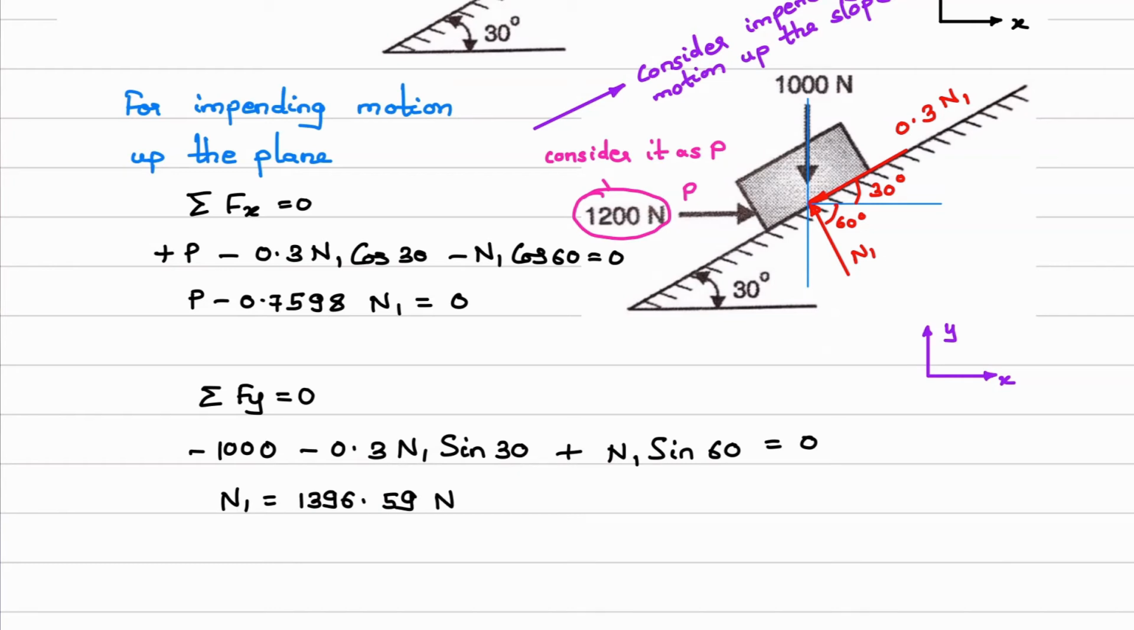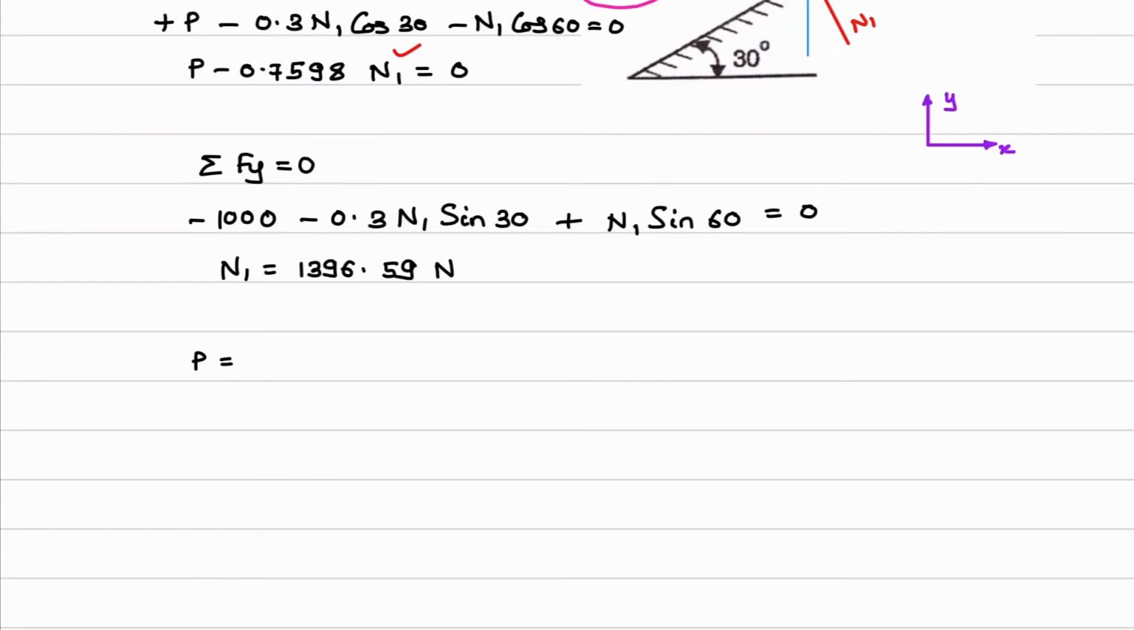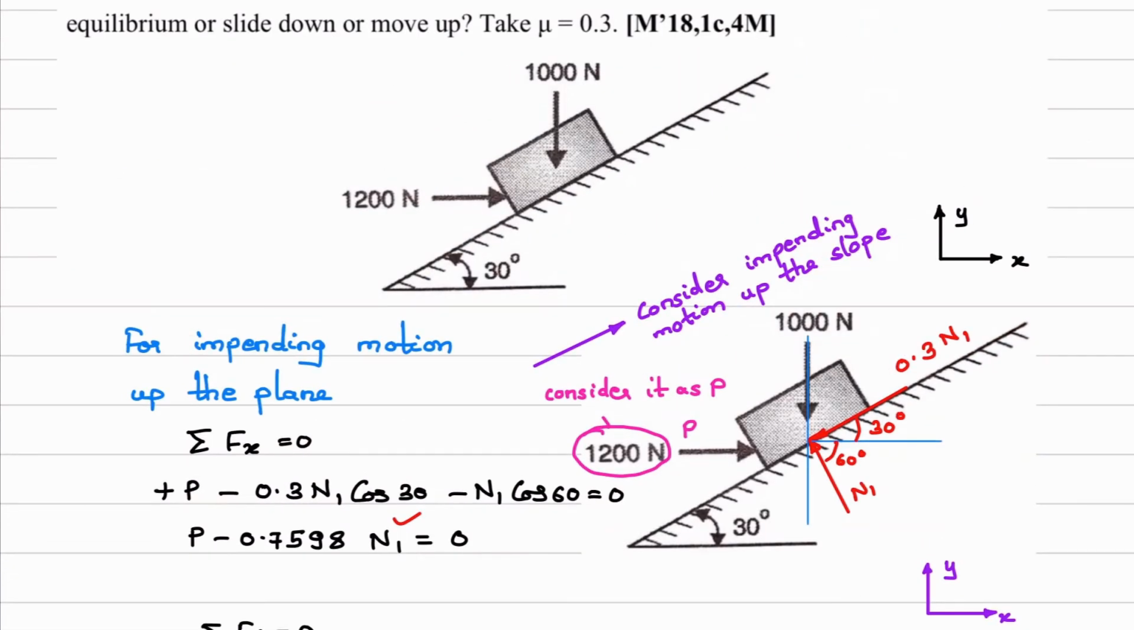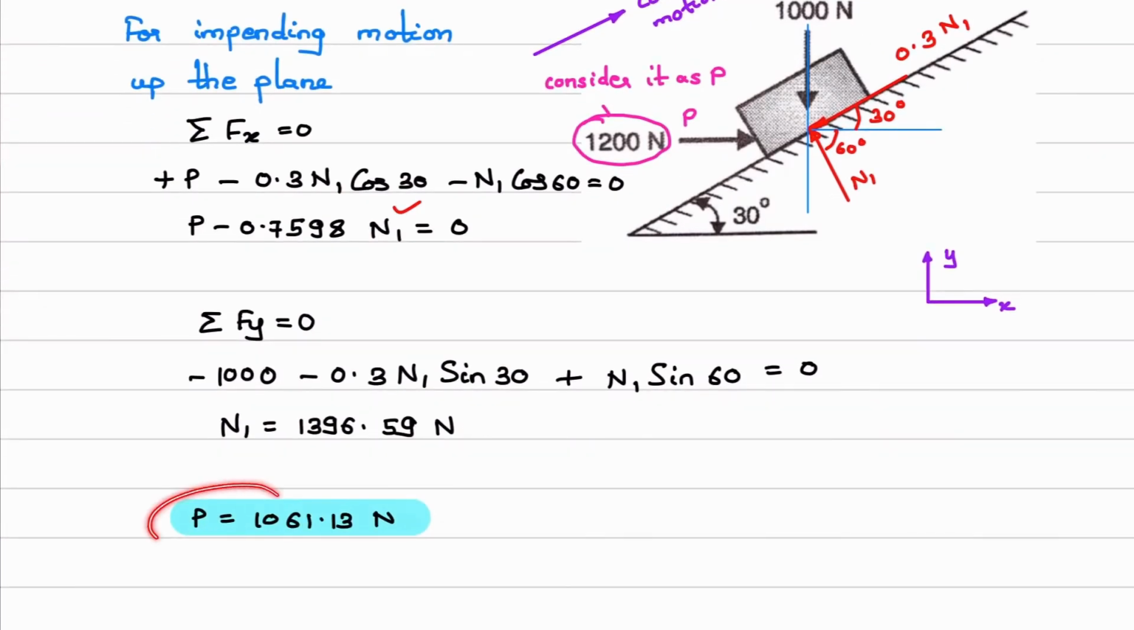Now substitute the value of N1 in this equation to calculate P. So P is equal to 1061.13 Newton. Now this is which case we are considering? Impending motion up the plane. And we got the value of P as 1061.13 Newton. Now if the given P is below this P, then we have to consider impending motion down the plane.